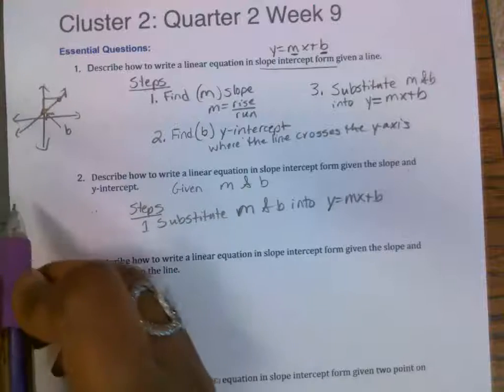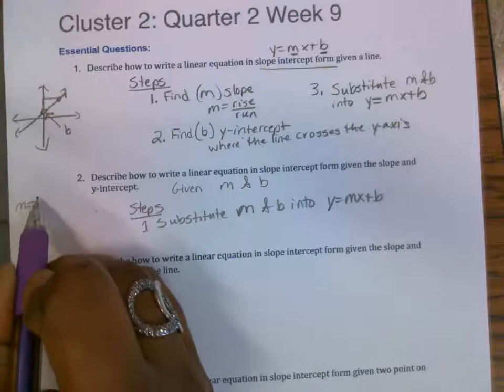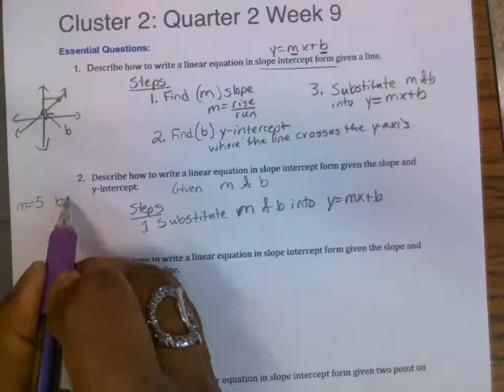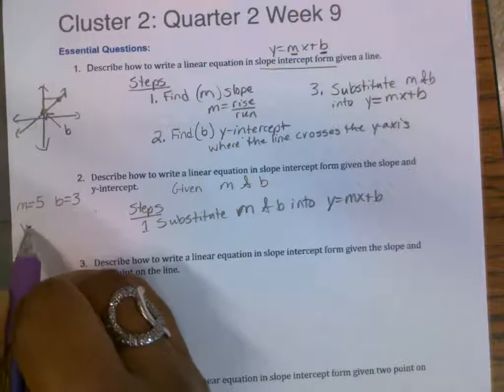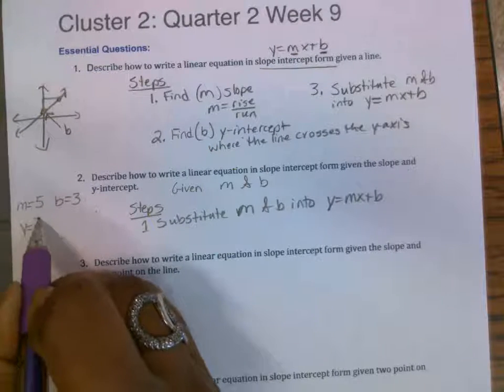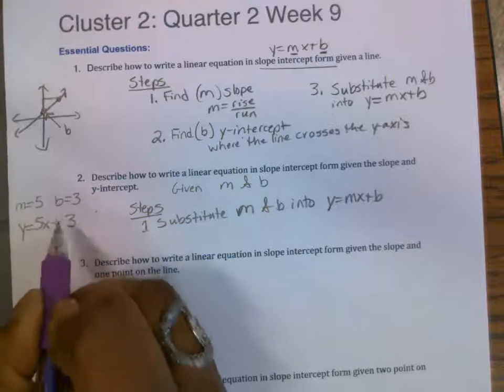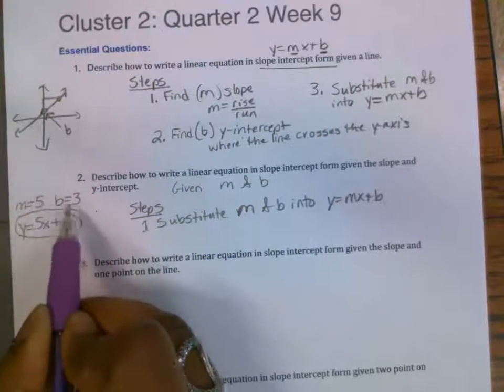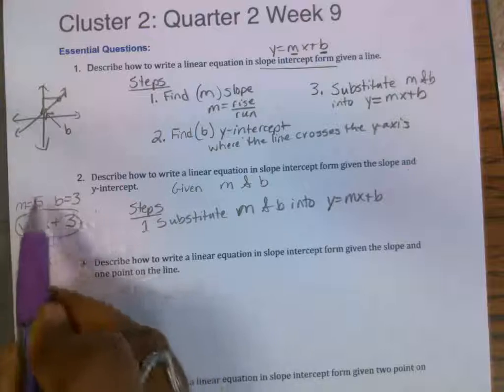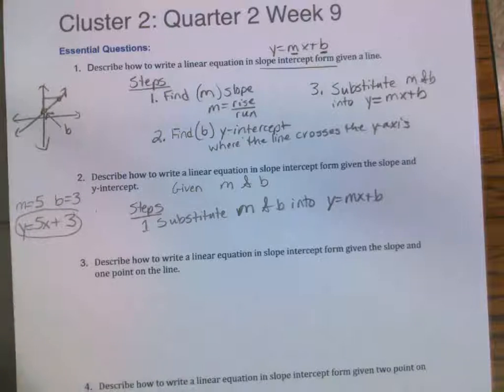So I'm going to do this little diagram to the side. If they say m is 5 and b is 3, then my equation is going to be y is equal to 5x plus 3. This will be my answer. You don't have to draw these little diagrams that I'm drawing on the side. I'm just doing that to help you get a visual.